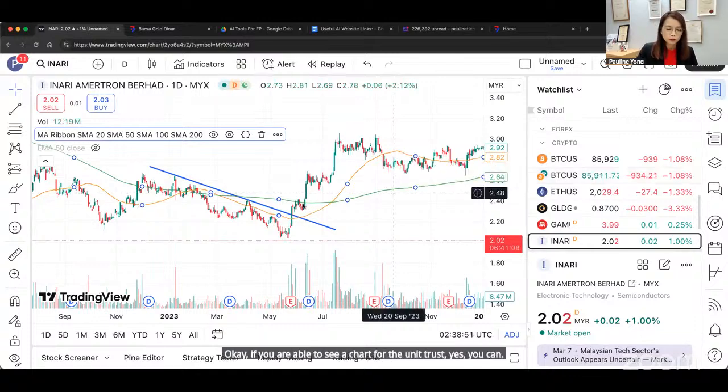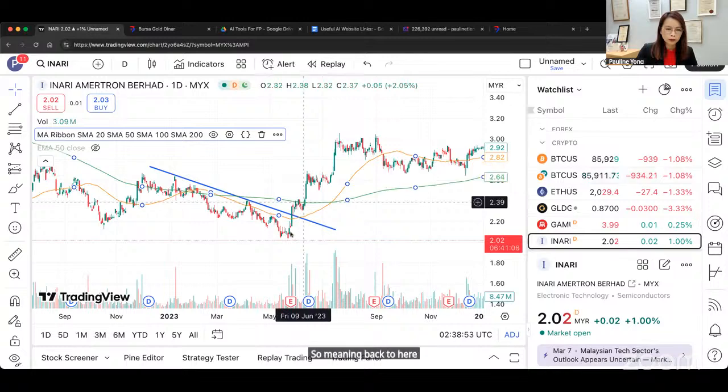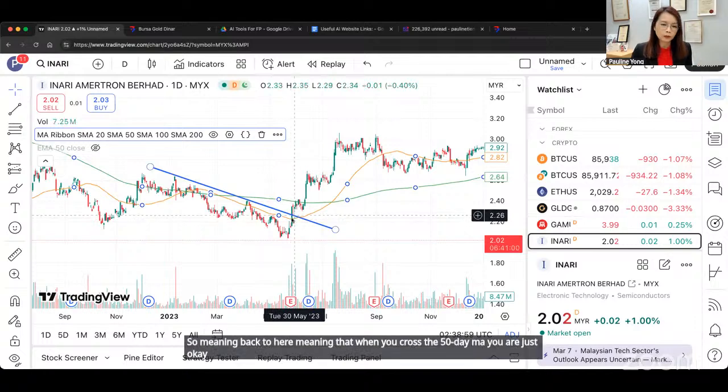So back to here, meaning that when you cross the 50-day MA, you are just medium-term bull, you put about 5K there.